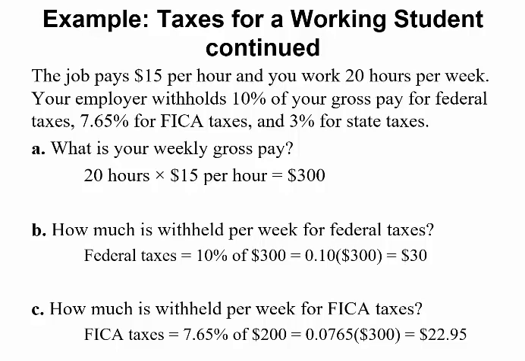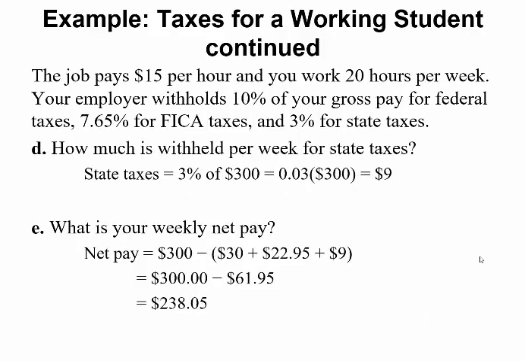How much is withheld per week for FICA taxes? Well, FICA taxes were 7.65%. So multiply that by the $300 that you're making. Sorry for the other typo here. 0.0765 times 300 gets you $22.95. So that's how much is withheld in FICA. How much is withheld per week for state taxes? Well, for state taxes, you take 3% of $300, and you end up paying $9 in state taxes.